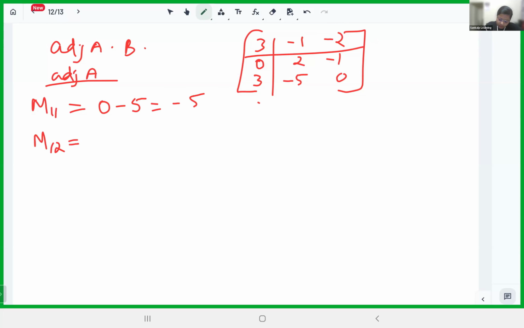And what about M12? This is the second element, so the row and column containing it are deleted. The remaining is 0 into 0 is 0, then minus 3 into minus 1 is minus 3, so that is equal to 3. And what about M13? This is the first row and the third column. What is remaining here? 0 into minus 5 is 0, then minus 3 into 2 is minus 6, so that is equal to minus 6.